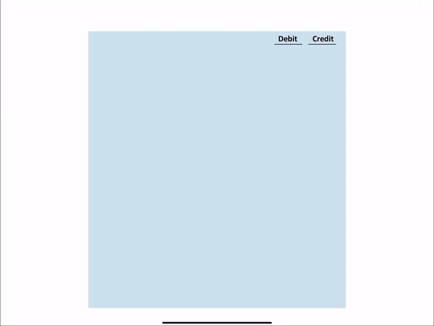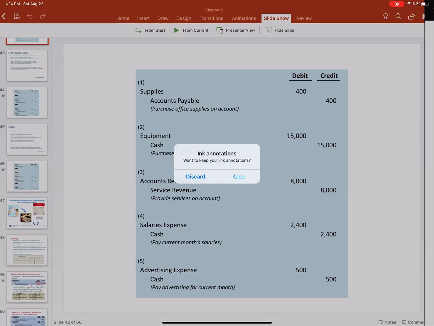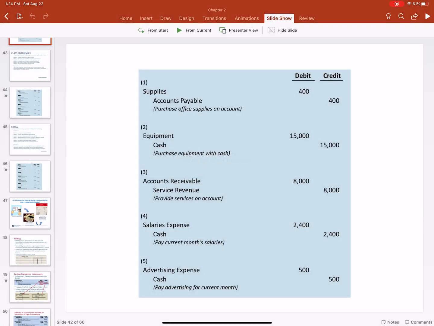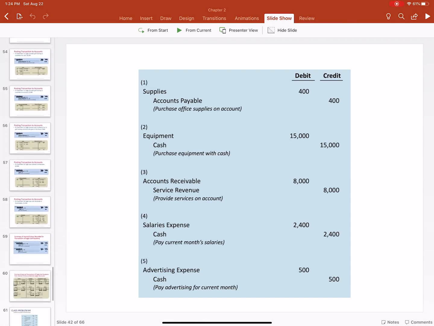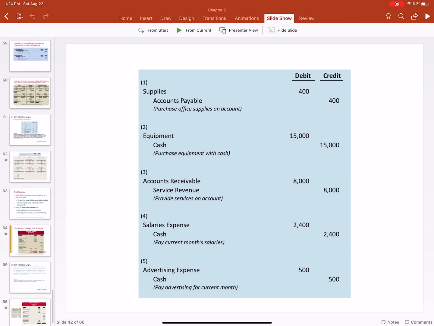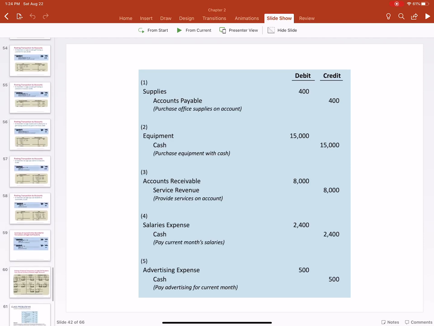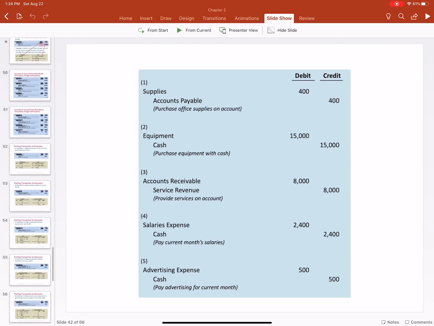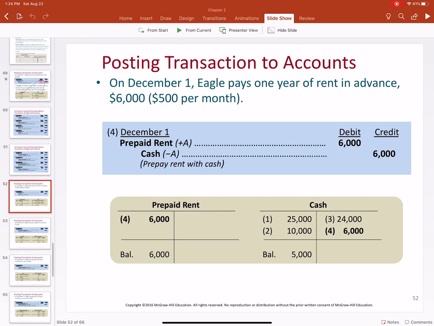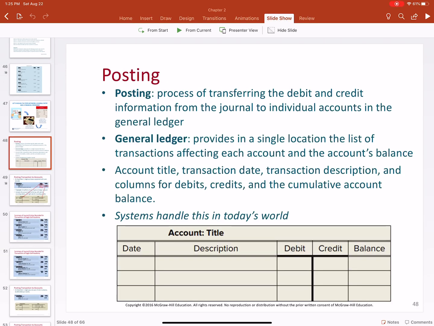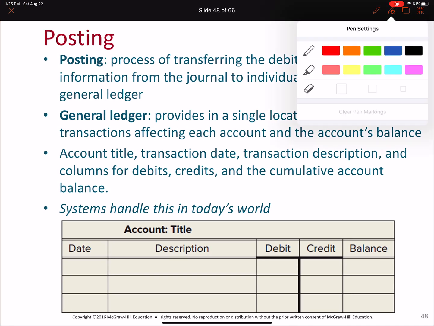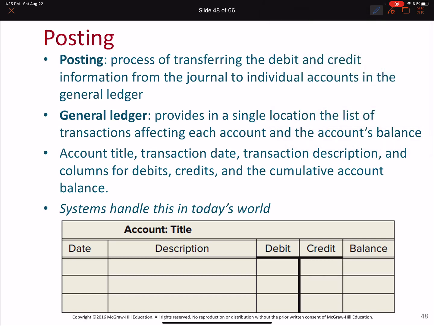So I'm not going to work them in this lecture, but instead I want to go to the other concept that we're going to cover in class. It's kind of a funny little thing, and it's called posting. Now, in the real world, what posting means is I'm taking all those individual journal entries I made in my journal, and I'm updating the general ledger.